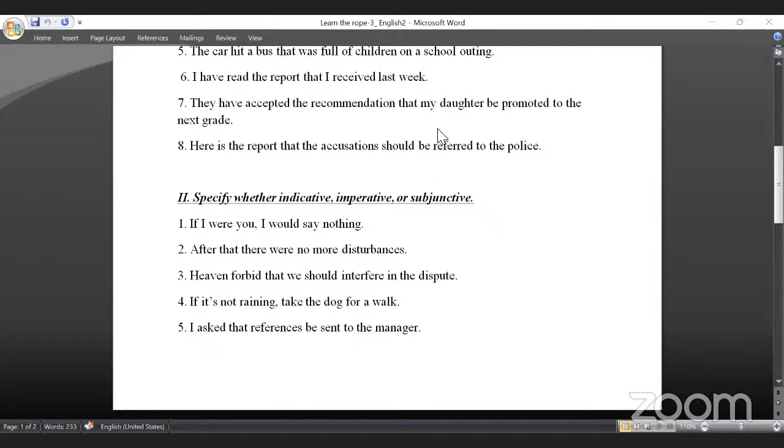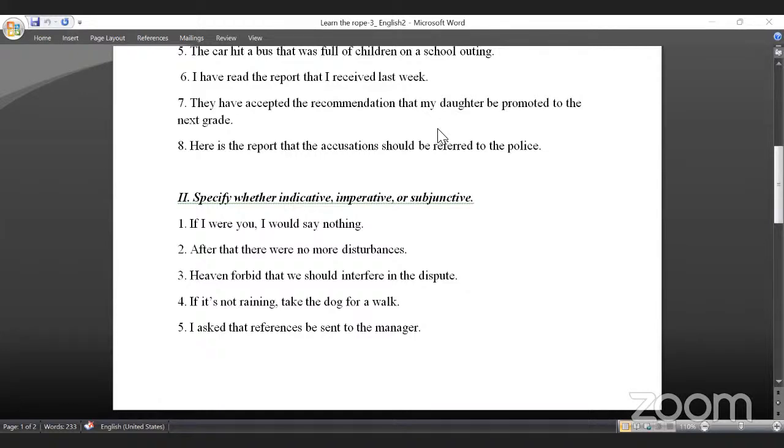This is not a factual statement. This is somebody making a wish. Heaven forbid we should interfere in the dispute. Okay. Get this? I don't know who said indicative. Do you see the difference? If the sentence was, we should not interfere in the dispute, then it could be indicative. But here, someone is expressing a wish: heaven forbid that we should interfere in the dispute.